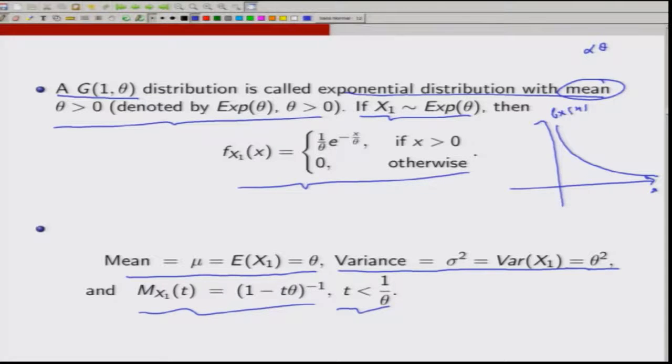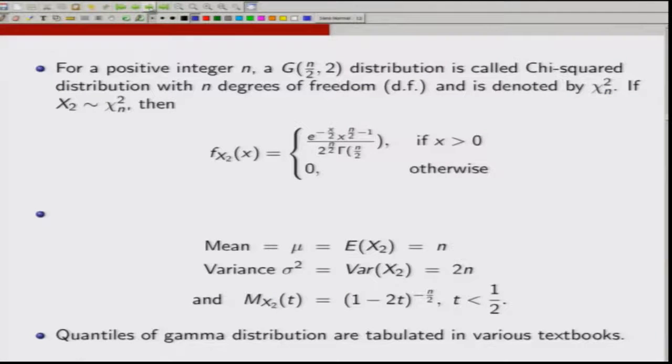So, these are the properties of the exponential distribution. Now, if your shape parameter is n by 2 and the scale parameter is 2, then such a distribution is called the chi-square distribution with n degrees of freedom.